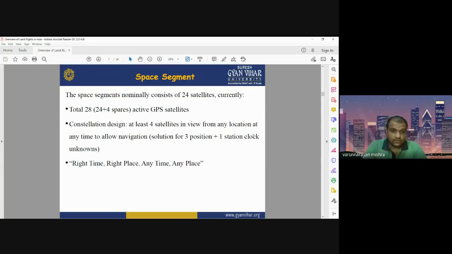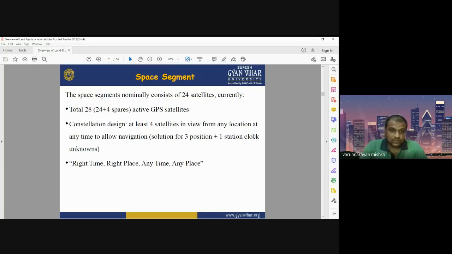Out of the 4, 3 satellites will be useful for getting the position information, and 1 satellite will be used to get the unknown, like the one station clock unknown. One satellite will provide you the time, and 3 satellites will provide you the positioning, x, y, and z, that is, latitude, longitude, and elevation. The 1 satellite will be used for getting the time, meaning how much time a GPS signal takes from the satellite to the earth, and again from earth to the satellites.